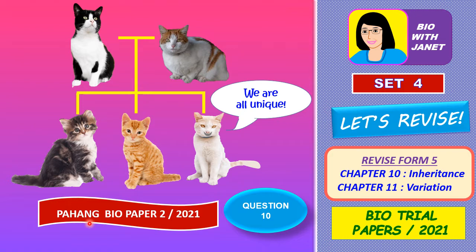Today we'll be discussing the Pahang Bio Paper 2 2021, and this is set 4. So there are two very good essay questions here. We'll be using it to revise your Form 5 topics, which are Chapter 10 Inheritance and Chapter 11 Variation. This is a very good way for you to practice and apply your biological knowledge and concepts which you have studied and memorized.